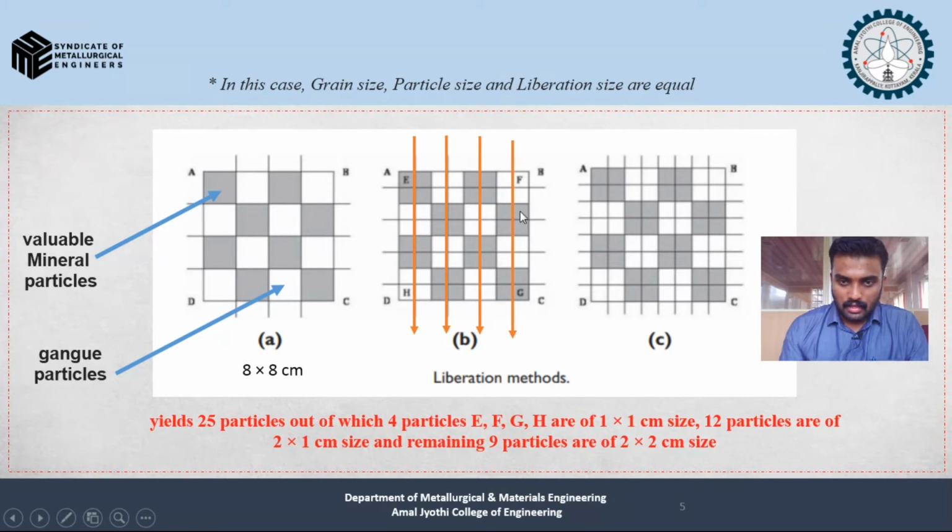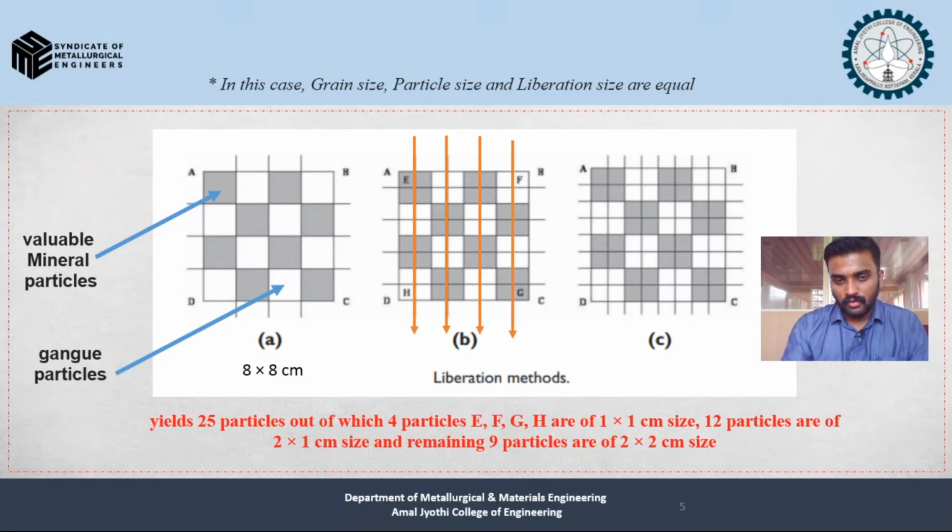So these are 2 by 1 centimeter particles, and that will be 12 particles: 1, 2, 3, and we have 4 sides. So 4 into 3, that is 12, and the remaining 9 particles will be present in the inside portions: 1, 2, 3, 4, 5, 6, 7, 8, 9. So totally we will be getting 25 particles. You can see that here the liberation process is much more. We are yielding many more particles, and the process will help us to separate out the valuable as well as gangue material further.